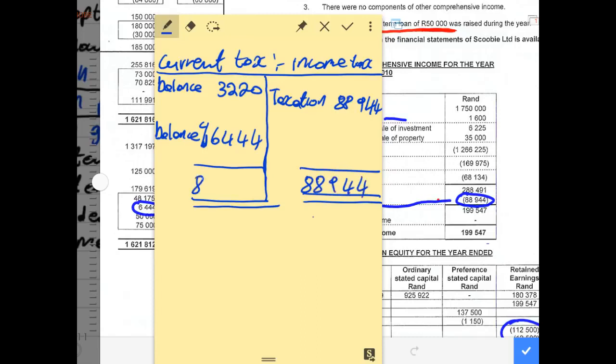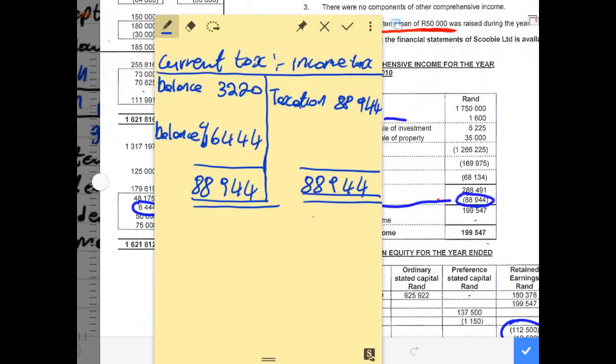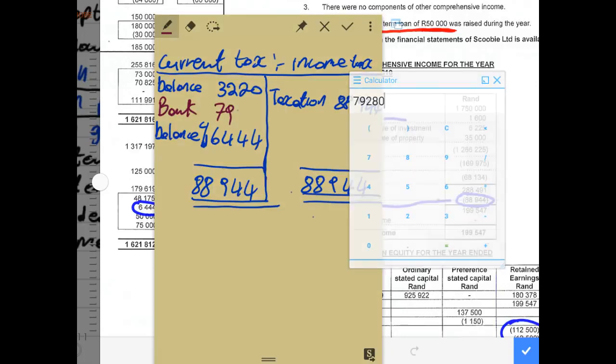Write it at the bottom, 88,944. Then we say 88,944 minus 3,220 on the debit side, minus 6,444 on the debit side, and this will give us the tax that would have been paid to SARS by the end of the current year. And that tax will be bank on the debit side, meaning on the debit side we say bank, and that bank will be the difference of 79,280 on the debit side as bank.